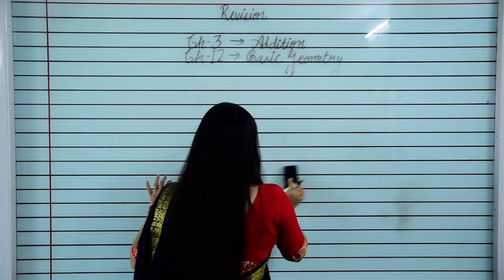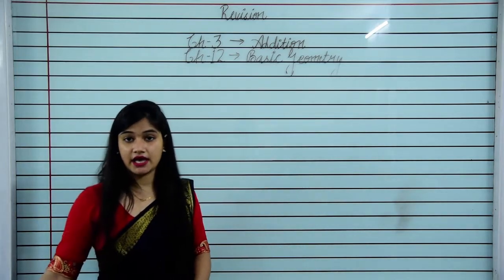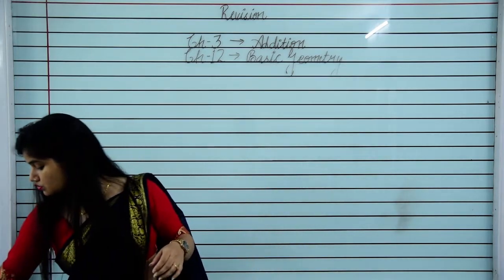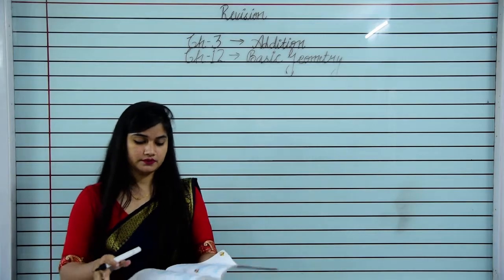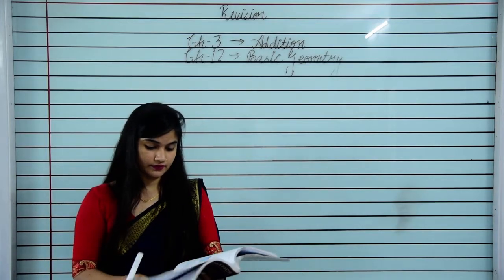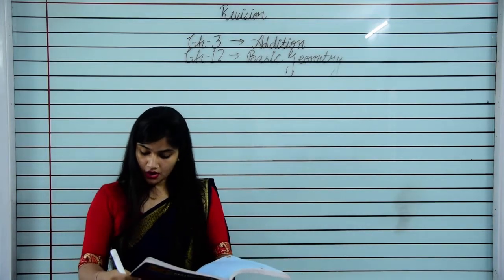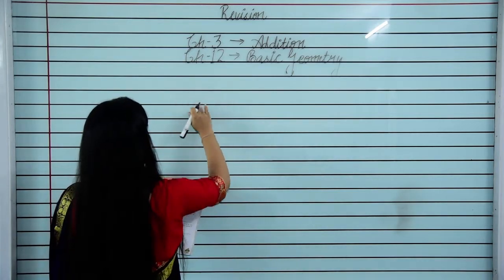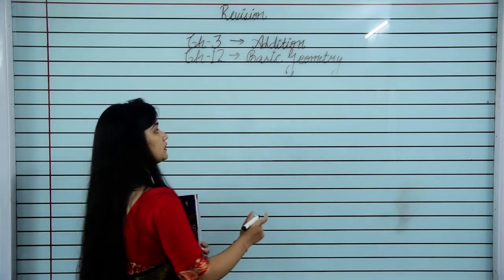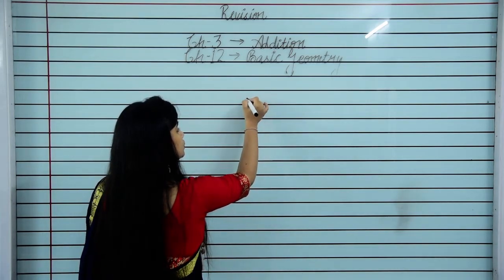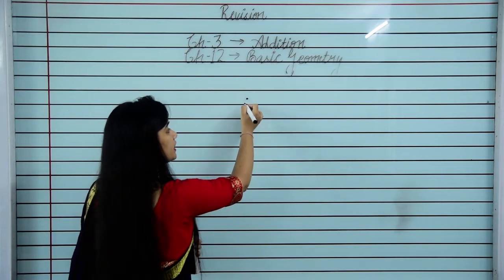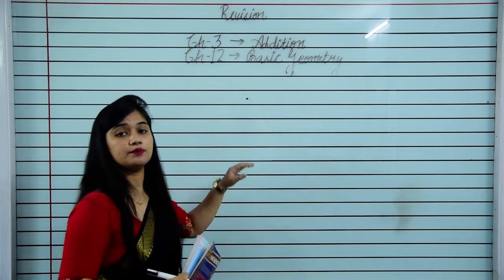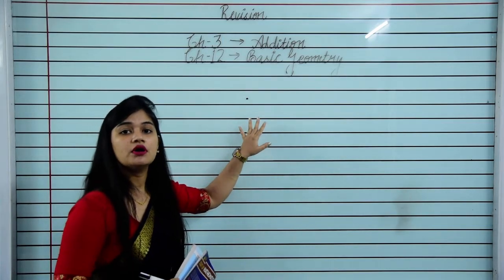So in basic geometry we will study about the lines, angles, point, etc. So students, open page number 157, and first we'll study about the point. First of all, we are taking a point. Students, as you know, the point is a simple dot which has no shape, no size.